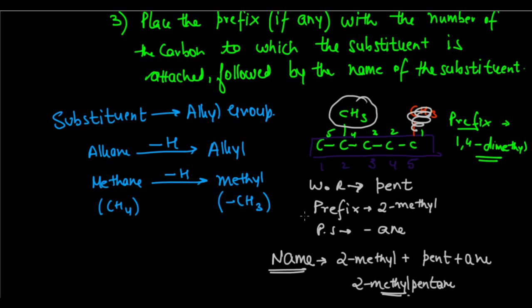So the alkyl group is usually the substituent, and if there's a substituent, this is how you have to name. First the word root, that is the number of carbon atoms in the parent chain, then the prefix, and then the primary suffix. Right? It can be ene as well. There can be a double bond as well as a substituent. Right? So you should be careful.